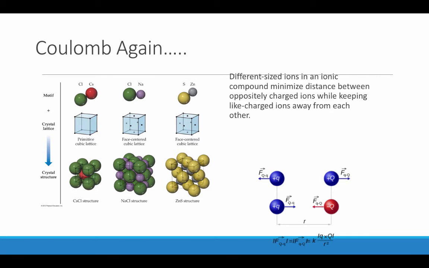Considering ionic solids in the context of Coulomb's law once again, we see that different sized ions in an ionic compound minimize the distance between oppositely charged ions, which is favorable, while also keeping like-charged ions as far away from each other as possible. Another favorable thing. Recall again that as distance between opposite charges decreases, attractive forces increase. As distance between like charges decreases, repulsive forces increase.